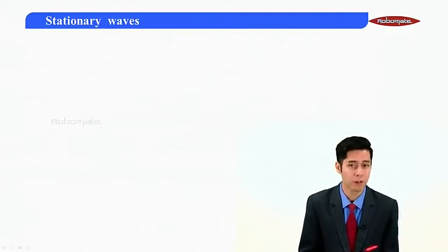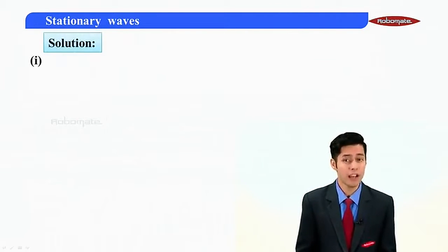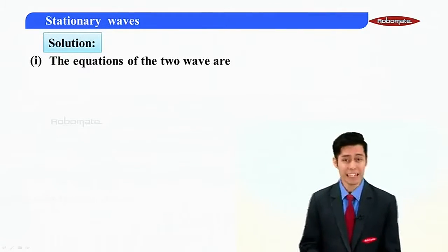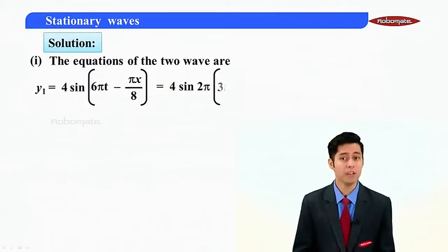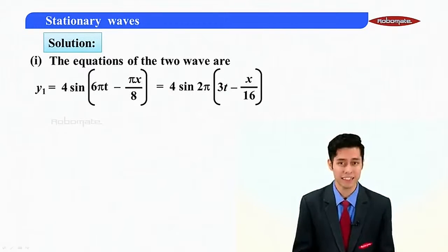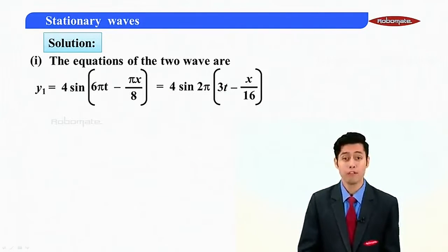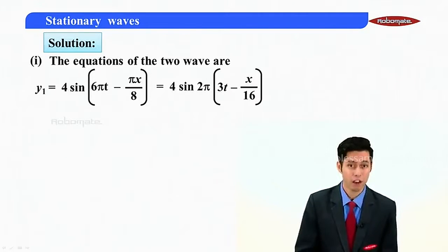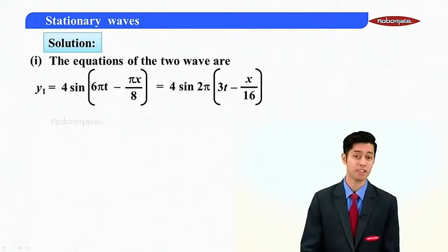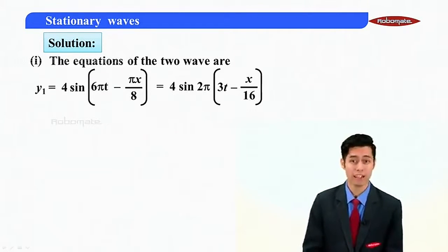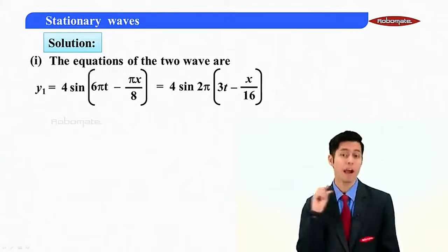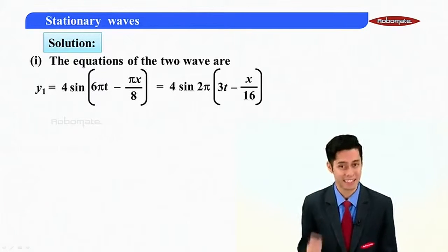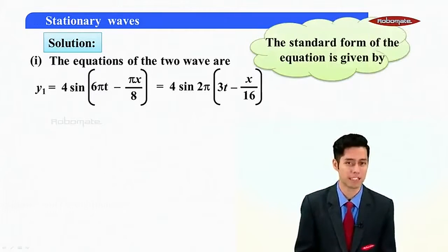Now how to move ahead with this problem? Let us find the solution by writing the equations of the two waves. I know the first wave is given like this: y1 is equal to 4 sine (6 pi t minus pi x by 8). Also, we can write the same equation as 4 sine 2 pi, because we have taken 2 pi as common, and inside it is (3t minus x upon 16).